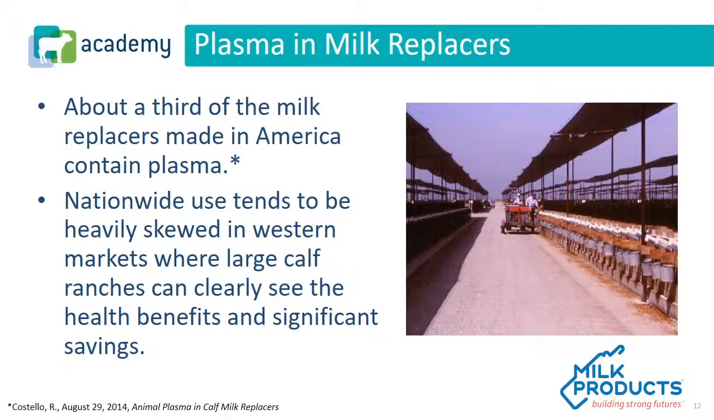Plasma is widely used in calf milk replacers, mainly out west. It is known that 1/3 of the milk replacers made in America contain plasma. Therefore, there has been widespread long-term use of this product with noted benefits and limited problems. Nationwide use tends to be skewed in the West, where they receive calves on large calf ranches from unknown colostrum status in a fairly stressful environment, and they've seen benefits by having plasma in the milk replacer or fed directly to the calves. There's been health benefits and significant cost savings due to increased production and feed efficiency.